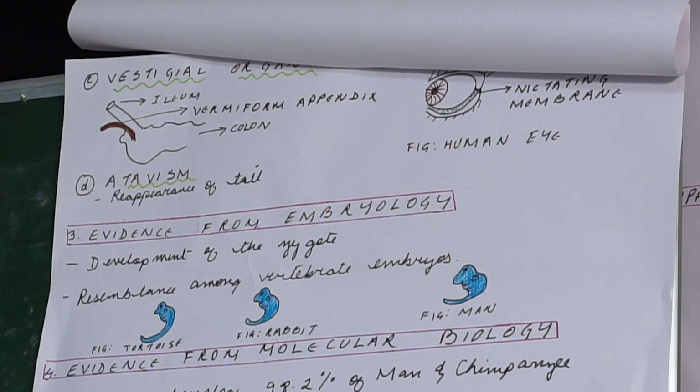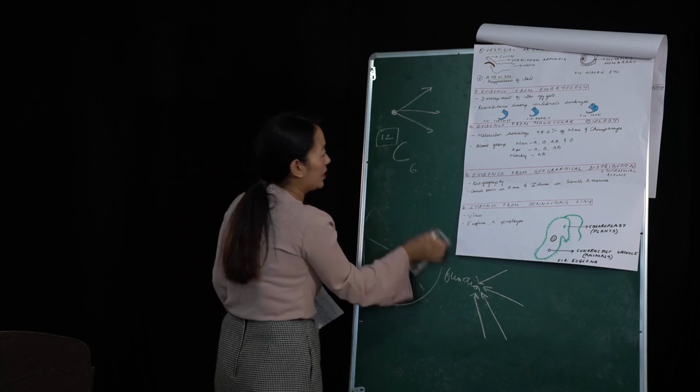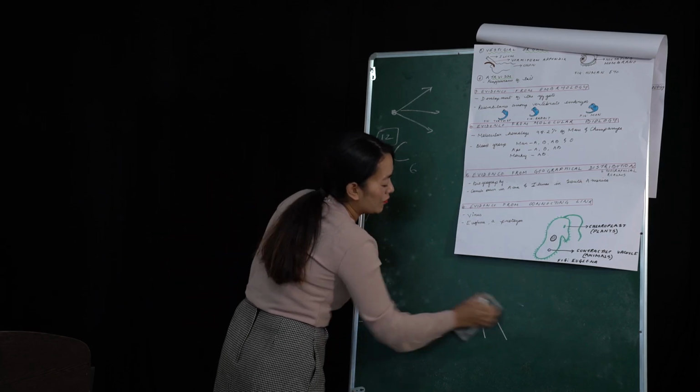So what does it say when you talk about atavism? This also supports evolution. Okay, that's what it is saying. Since the rudimentary organs come back again and work again, or show the characteristics again. The third one of evidence is evidence from embryology.